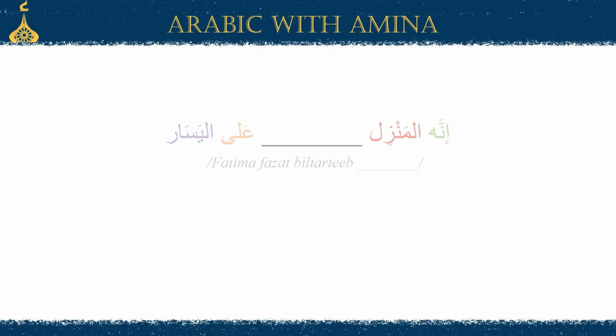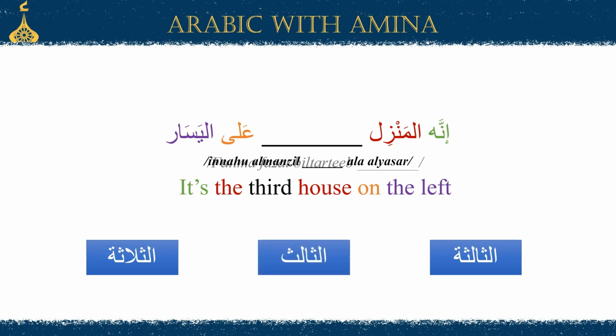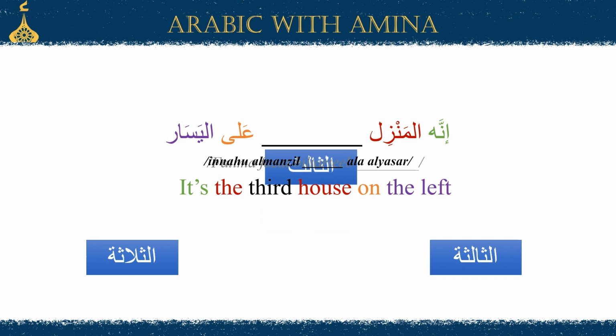Our next question is إنه المنزل blank على اليسار. We want to say it's the third house on the left. So fill in the blank with the word third. Is it الثالثة, الثالث, or الثلاثة? The correct answer is الثالث. إنه المنزل الثالث على اليسار. المنزل is a masculine word, so we're using the masculine form of third.